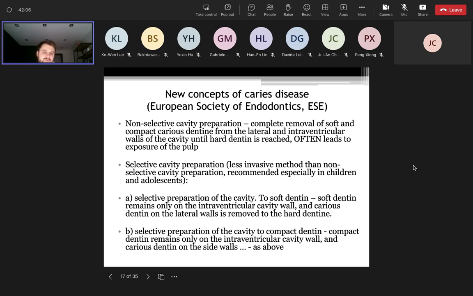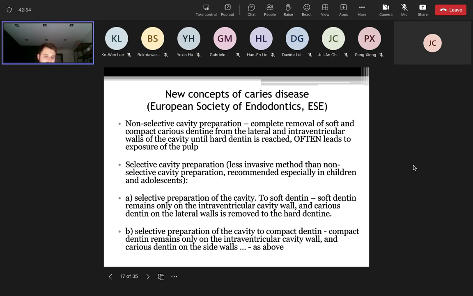So, the European Society of Endodontics has a few new concepts of the caries disease. First of all, we have non-selective cavity preparation: complete removal of the soft and compact caries dentin from the lateral and intraverticular walls of the cavity until hard dentin is reached. This approach often leads to exposure of the pulp.